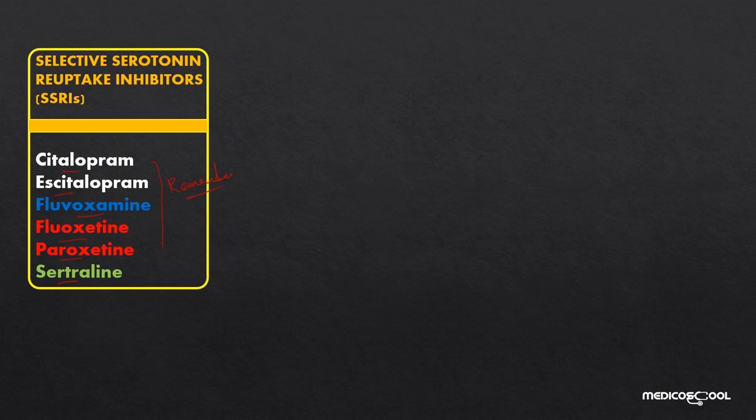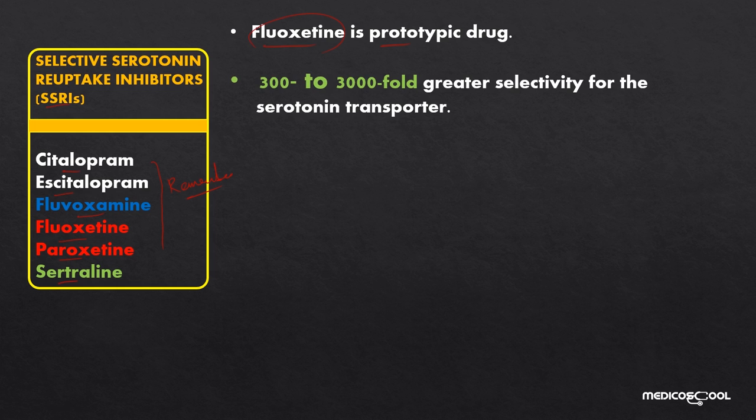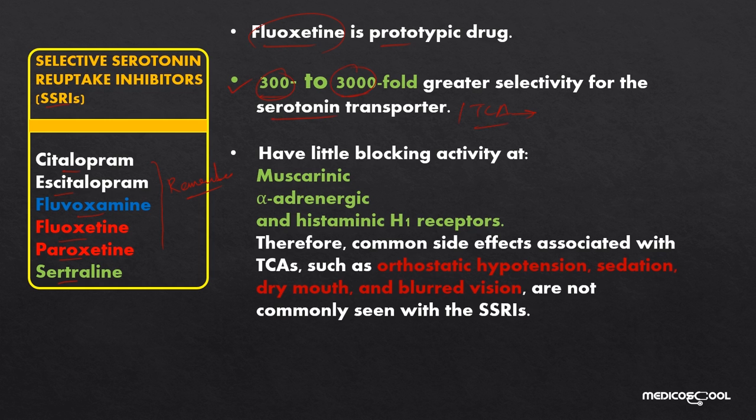The first point is that the prototypic drug of this class is fluoxetine. Fluoxetine is the prototypic drug of this class, i.e. SSRI. The second point is that they are about 300 to 3000 fold greater selective for the serotonin transporter. The third and important point is that they have very little blocking effect on receptors like the muscarinic receptors, the alpha-adrenergic receptors, and the histaminic receptors.